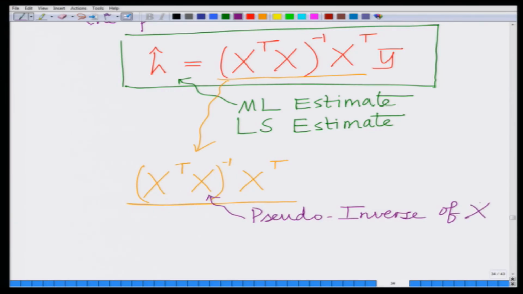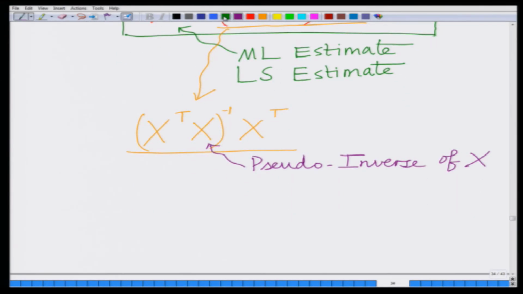The pseudo inverse of X exists even if X is not a square matrix. The only condition is that X transpose X has to be invertible. This exists also for non-square matrices.